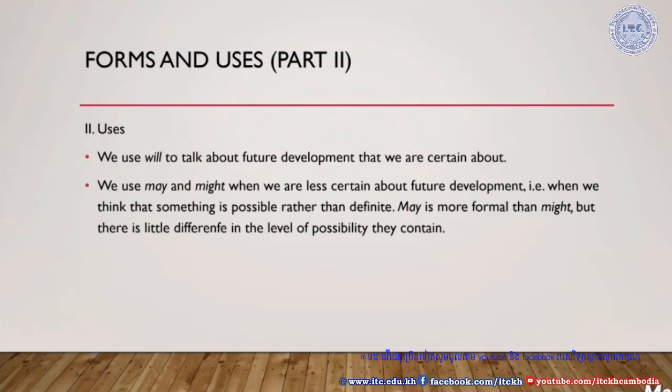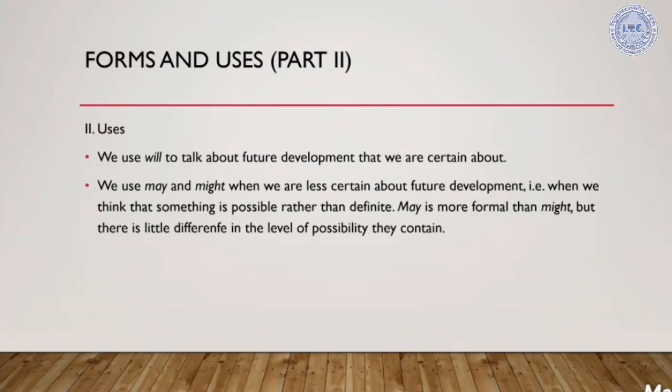Meanwhile, we use the words may and might when we are less certain about future development, like when we think that something is possible rather than definite. So possible means it has a chance of happening, but we're not sure, okay? And that's when we use may and might.